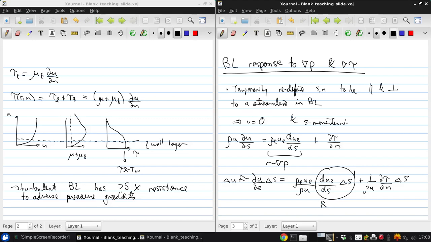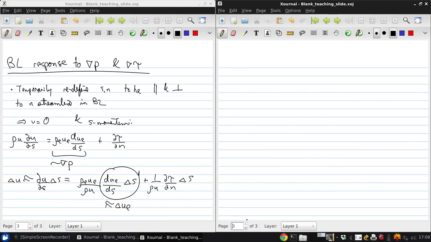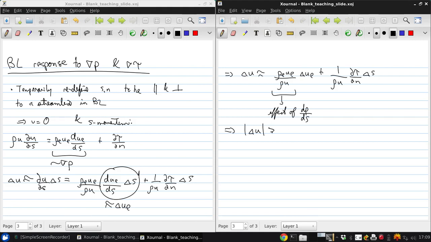By the same argument, this is approximately delta U_e, so that we can write delta U is approximately rho_e U_e over rho U delta U_e plus 1 over rho U d tau/dN delta S. So this is the effect of the streamwise pressure gradient. And what we see is that there's a factor of rho_e U_e over rho U that is always going to be larger than 1 in the boundary layer, which amplifies the change in delta U compared to the change in U_e, delta U_e.